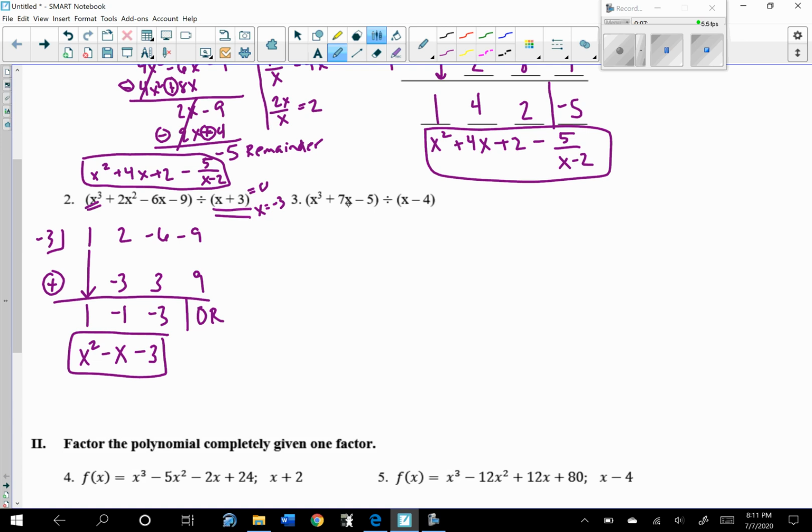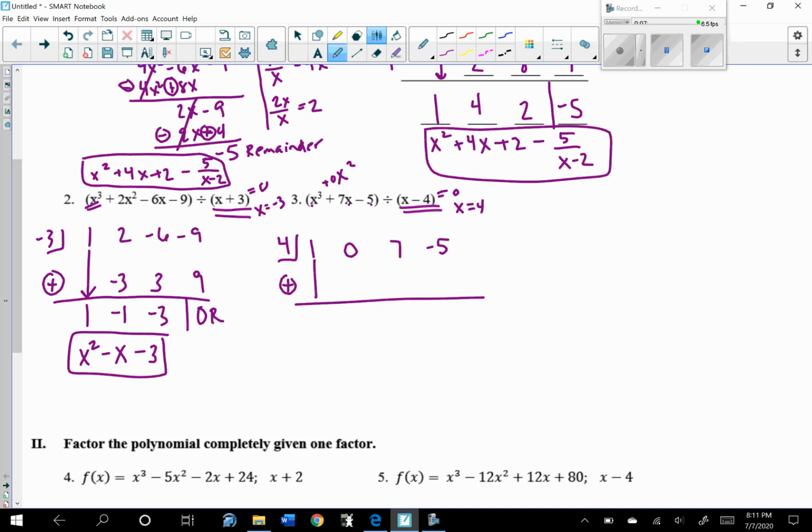When you're done, you can unpause the video. So go ahead and look at our divisor. It's a linear binomial with a leading coefficient of 1. What number goes in the box? So this would be x equals 4 when we solve by setting that equal to 0. And then here, notice that this is degree 3, degree 1, and degree 0, so that means we're missing degree 2. So that means I need to add that 0 placeholder in. So 1, I need that 0, 7, and -5.